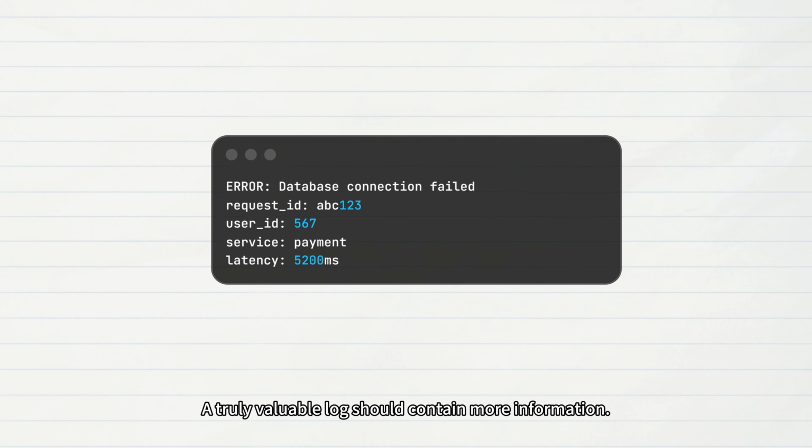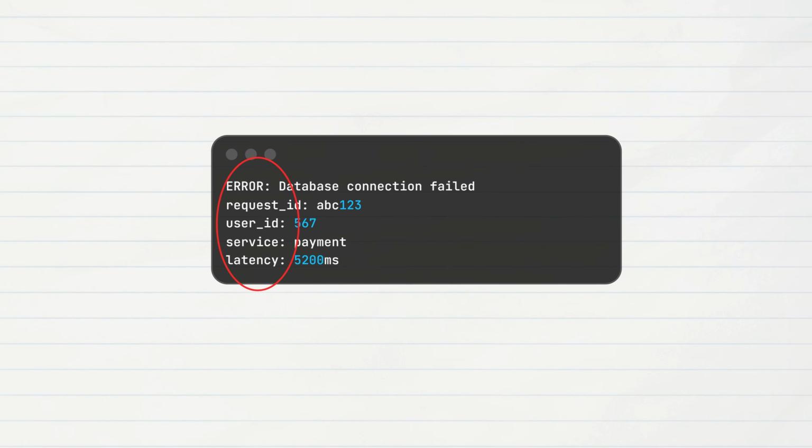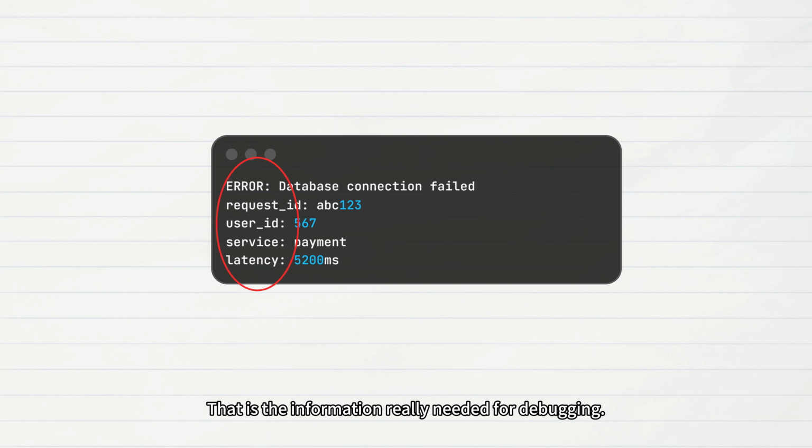A truly valuable log should contain more information. Look at this log line on the screen. You can also see the difference. The error message becomes meaningful because you not only know that an error occurred, you also know who it belongs to, where it occurred, and what happened before it occurred. That is the information really needed for debugging.